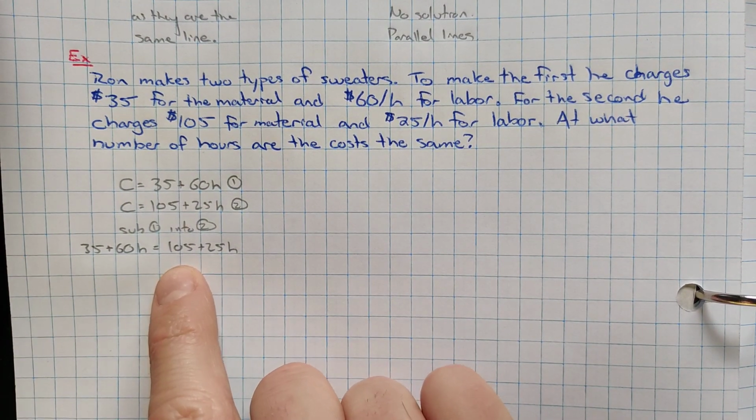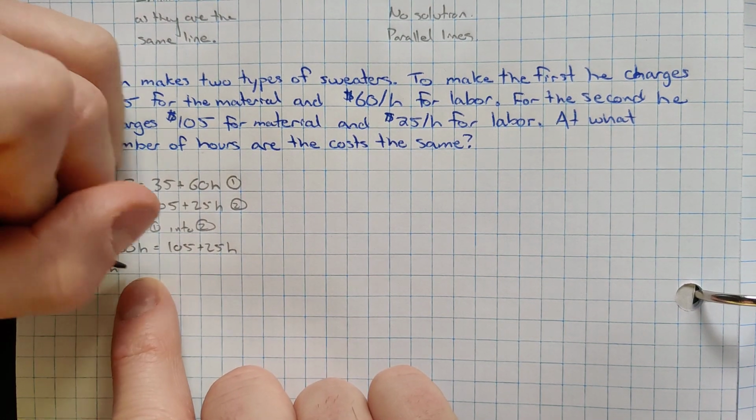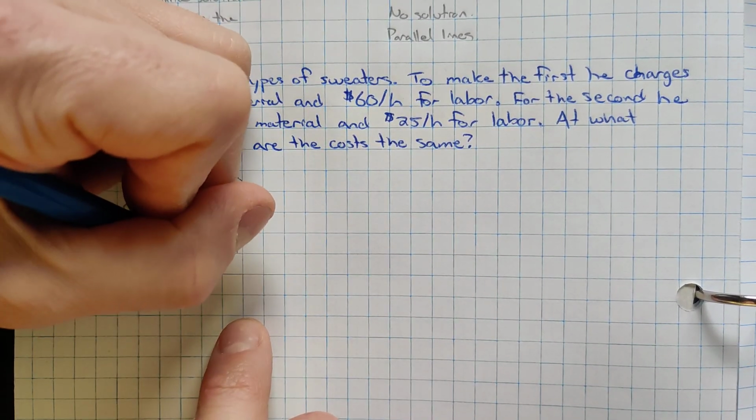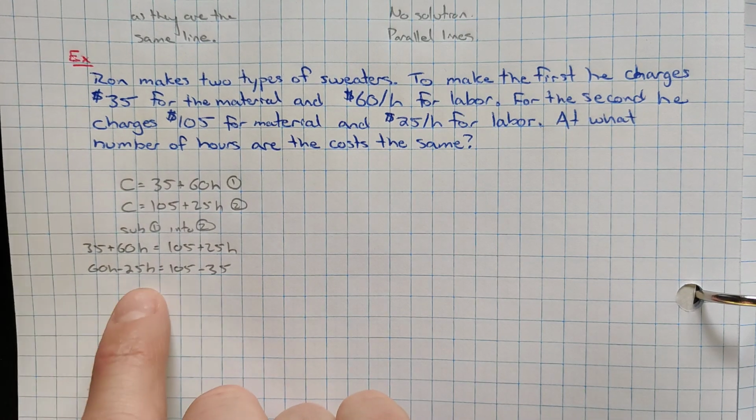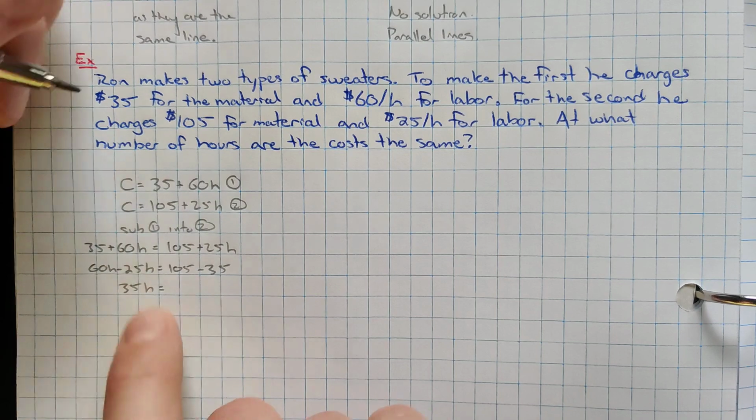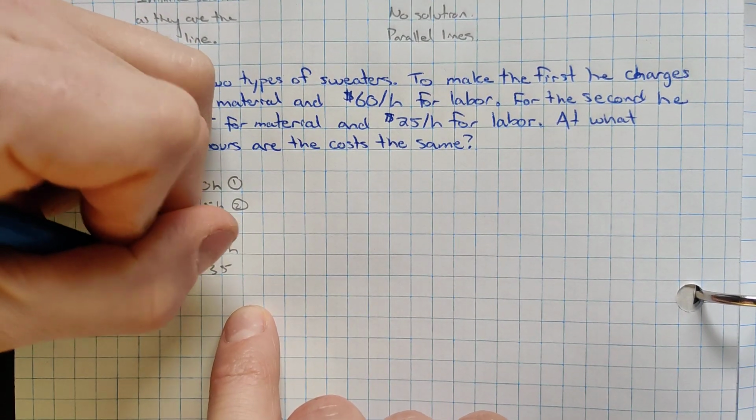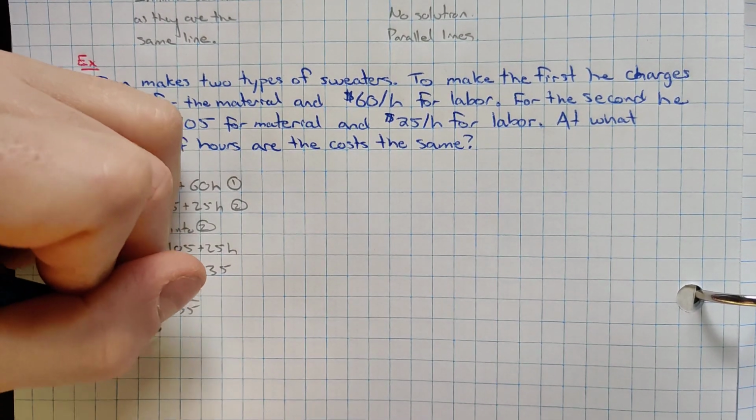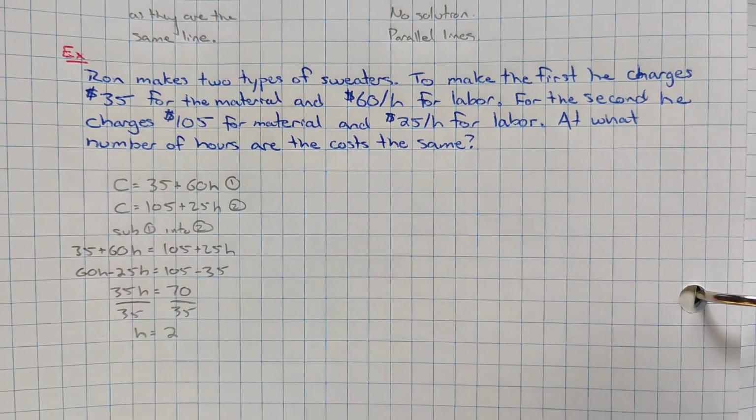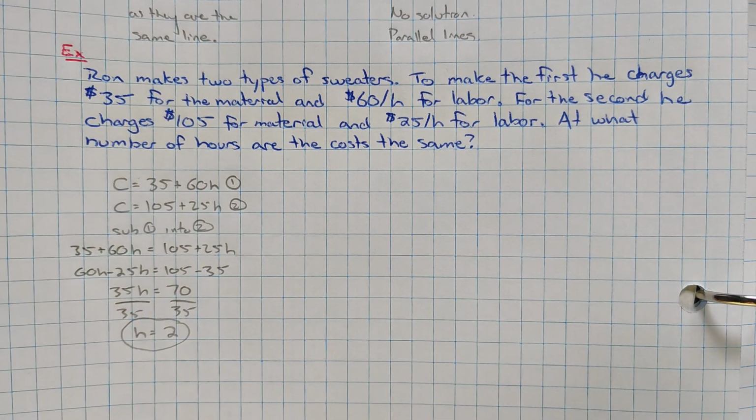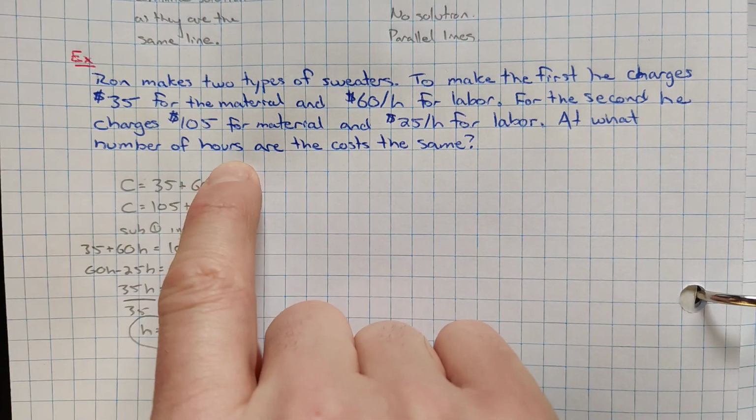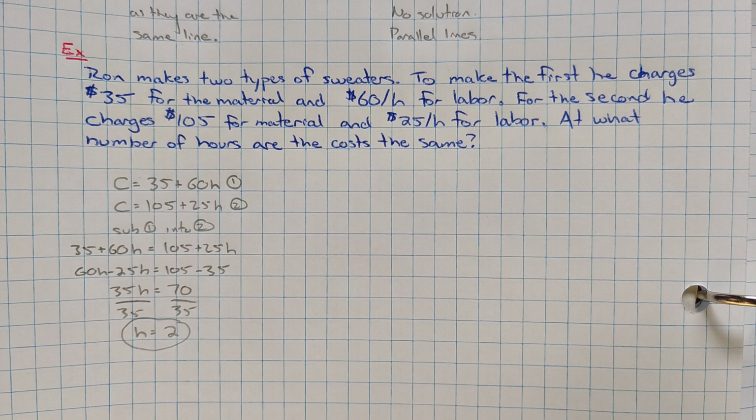And I'll do some rearranging. I'll move all my h's to this side, so 60h minus 25h equals 105, and then I'm going to subtract the 35 on the other side. So I have 60 minus 25, so that's going to give me 35h. 105 minus 35 is going to give me 70. Divide both sides by 35, and I'm left with h equals 2. What number of hours are the costs the same? After 2 hours. I don't have to find the cost in this case because the question only asks after how many hours the cost would be the same. So we're not worried about the actual cost itself. If it asks for the cost as well, then we have to calculate that.